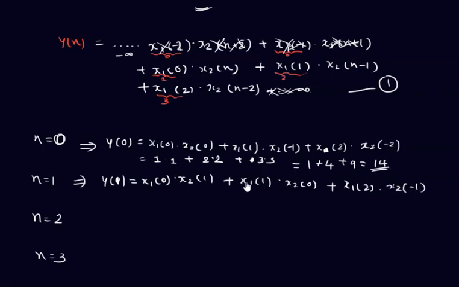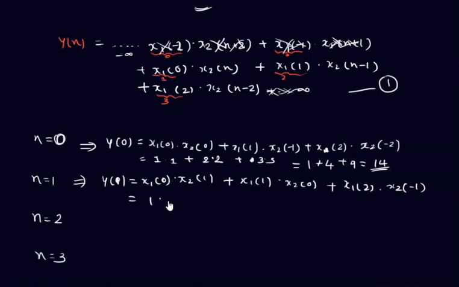And then if we put the value after this particular 3, what we will have is x1 of 3 into x2 of 1 minus 3, that is minus 2. So x1 of 3 is 0, into something, so we will have 0 at the output side, so we are not writing after this sequence.